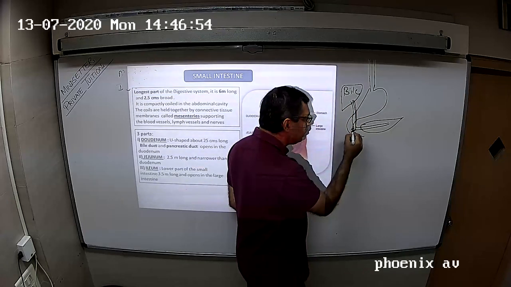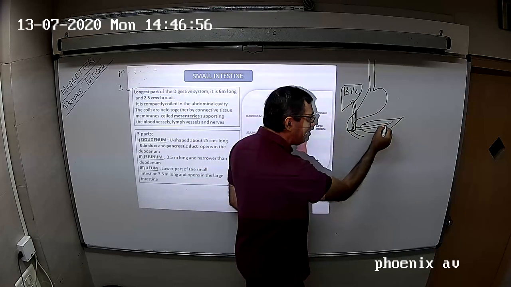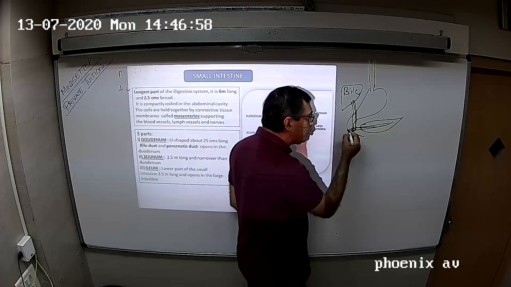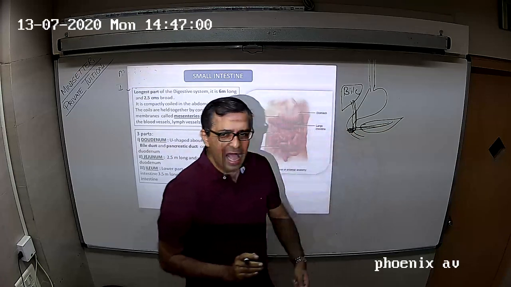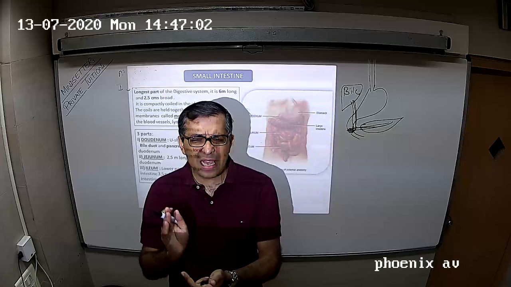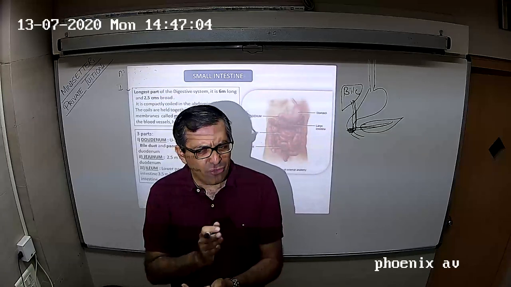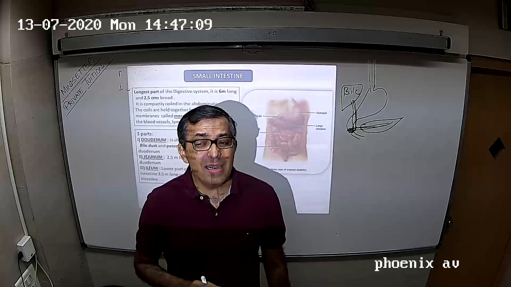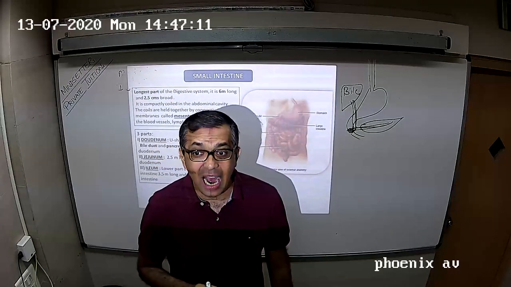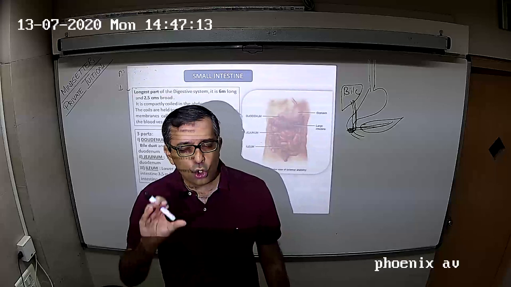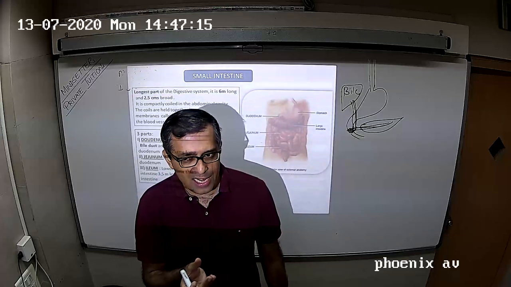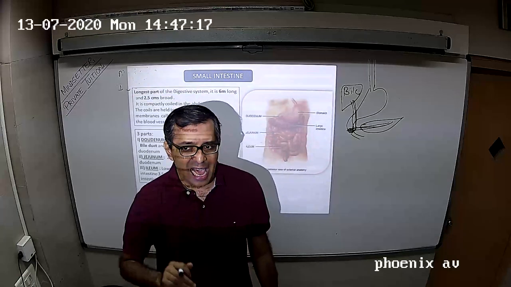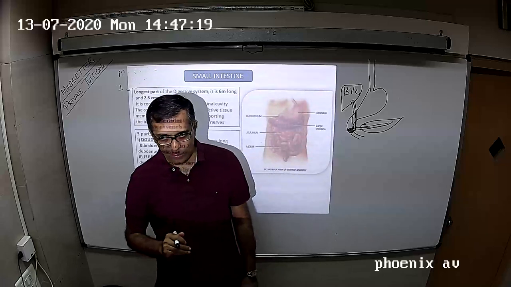The hepatopancreatic duct will bring bile from the liver into the duodenum, and pancreatic juice from the pancreas will enter the duodenum. A lot of enzymes are there, so a lot of digestion takes place. Golden word: maximum digestion takes place in the duodenum. So, chota sa 25 centimeter part hai, lekin sabse zyada digestion duodenum mein hota hai.